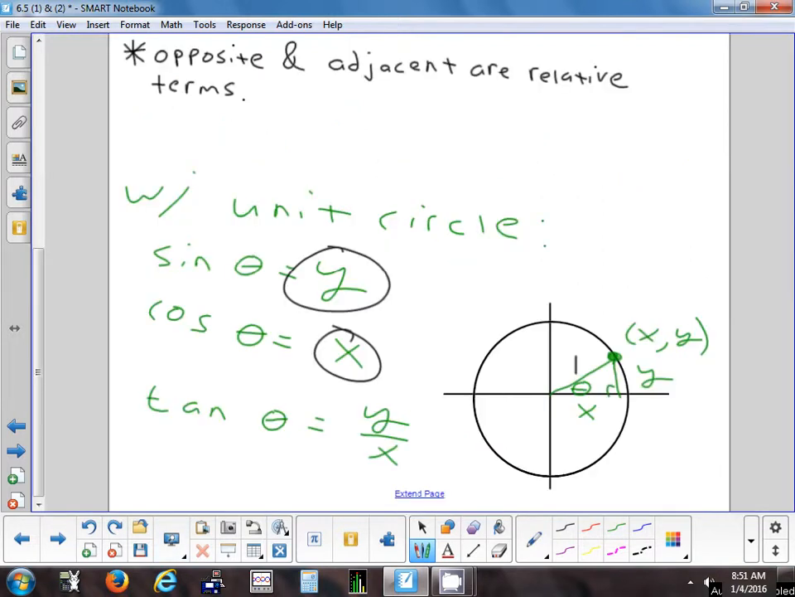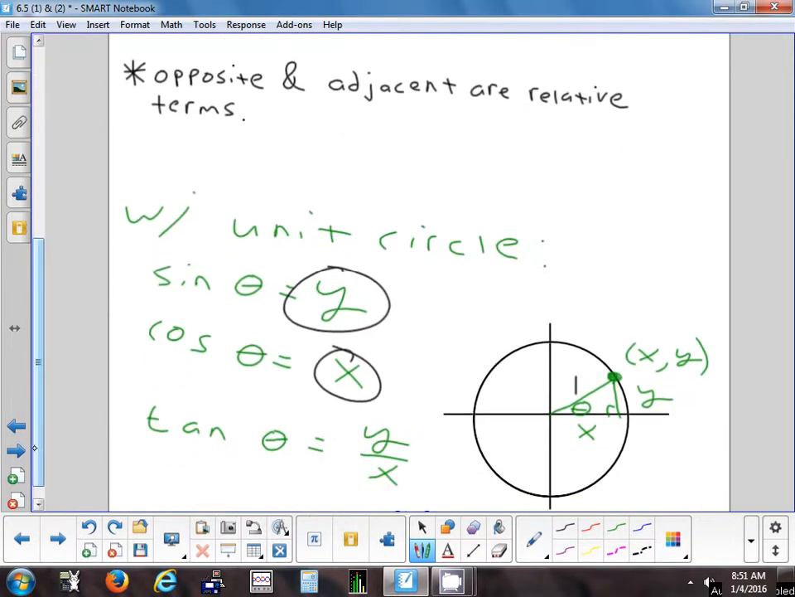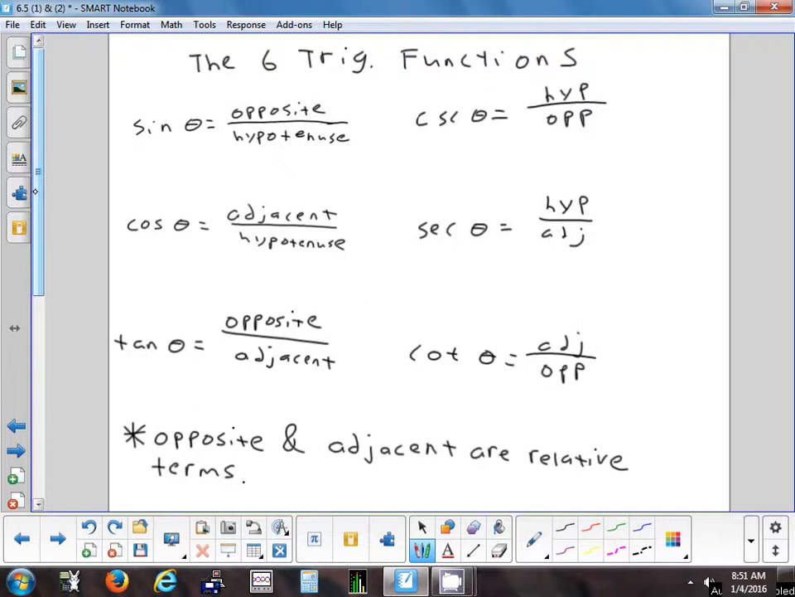And the last one is y over x. Let's see how we get that. Opposite over adjacent. What side is opposite theta? Y. What side is adjacent? X. Y divided by x, opposite over adjacent. That's where that one comes from. So now that we're starting to understand right triangle trig, we can see where these came from originally. Any questions on these 6 definitions or on the words opposite and adjacent?